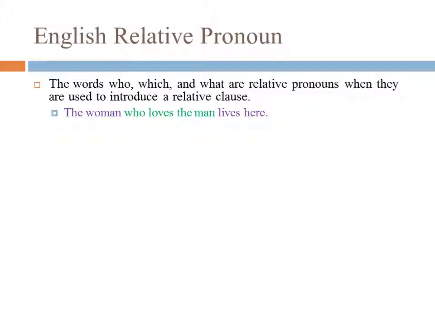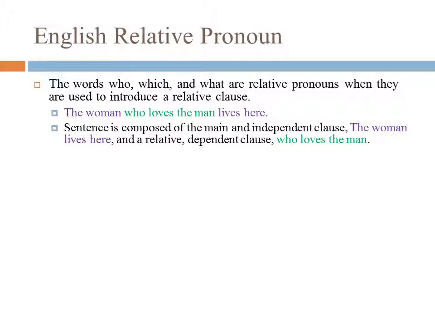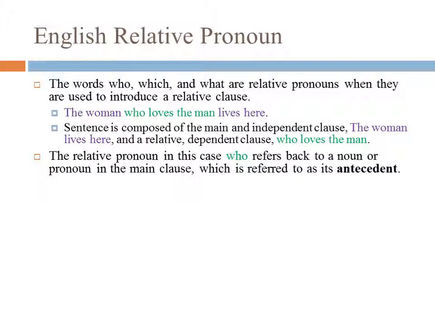The woman who loves the man lives here. The sentence is composed of the main and independent clause in purple, the woman lives here, and a relative dependent clause, who loves the man, which begins with a relative pronoun, who. The relative pronoun in this case, who, refers back to a noun or pronoun in the main clause, which is referred to as its antecedent. The antecedent for the relative pronoun in the above sentence, who, is woman.